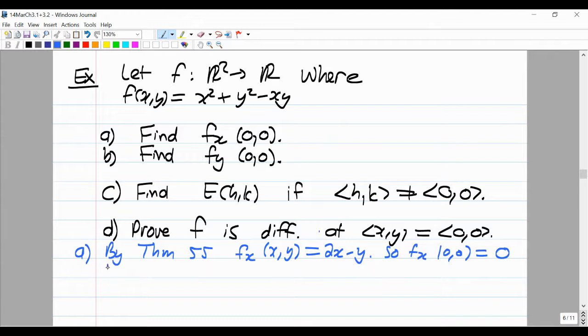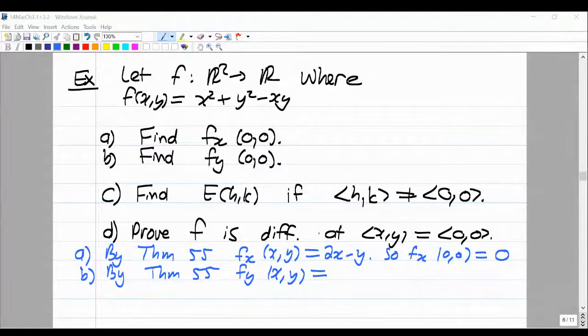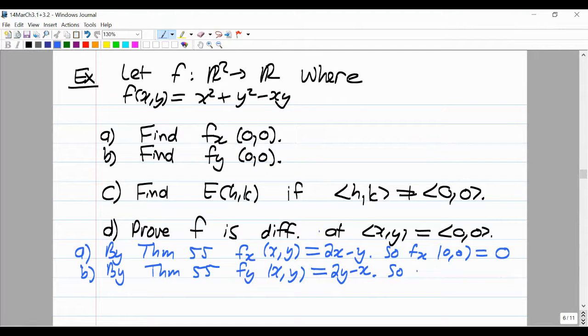Let's do part B. By theorem 55, f partial y. For the first one you treat y as a constant and take partial derivatives. Now you treat x as a constant and take the derivatives. Who can tell me what is f partial y of this function? It's 2y minus x. Marco, can I get a smiley face that you see it's 2y minus x? Good. And so f partial y at the origin exists and it's 0. Are there any questions?